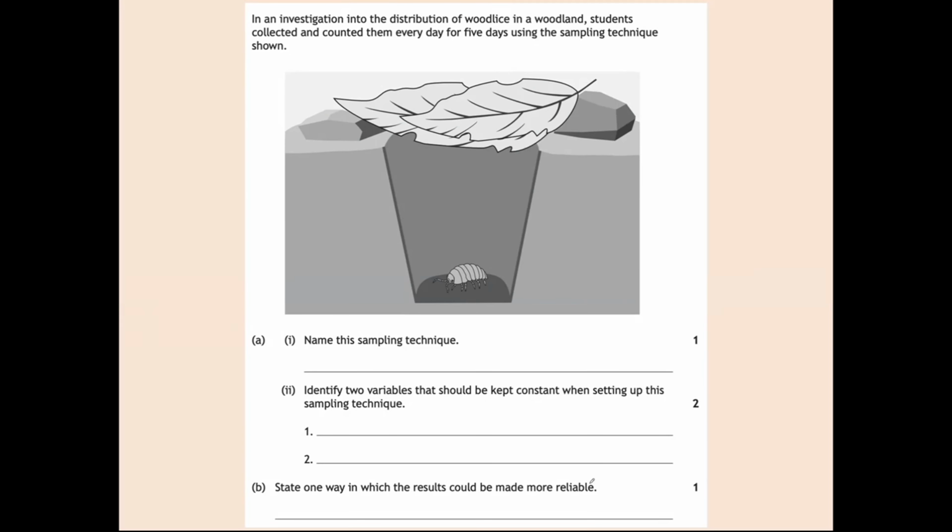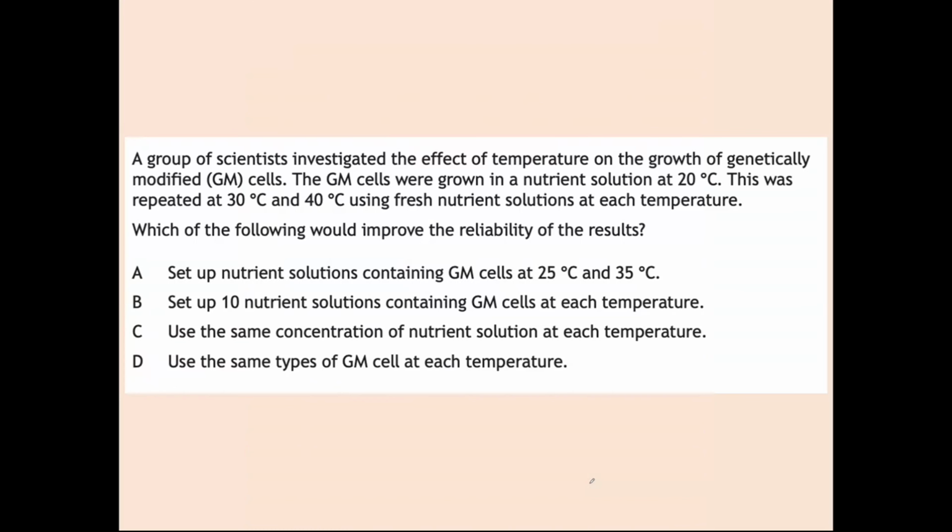So in this case, we are setting up a pitfall trap. How could we make the results of the investigation here more reliable? Well, simply, we would set up more traps within that area. If we have 10 or 15 traps, then we're more likely to get a reliable representation of the number of woodlice in that woodland. So something as simple as that would get you the mark for that question.